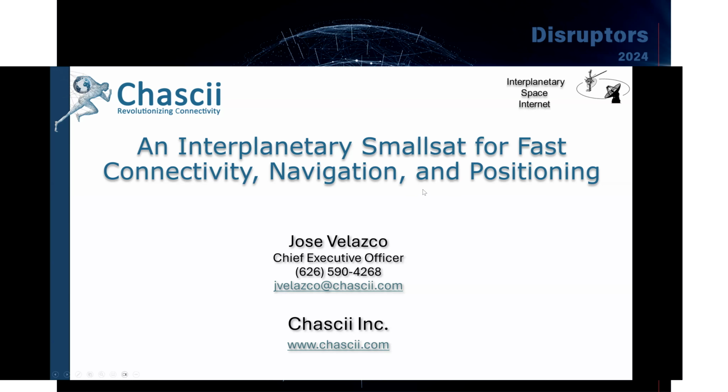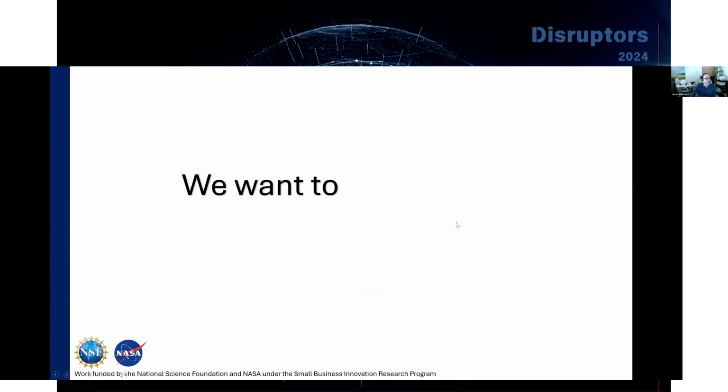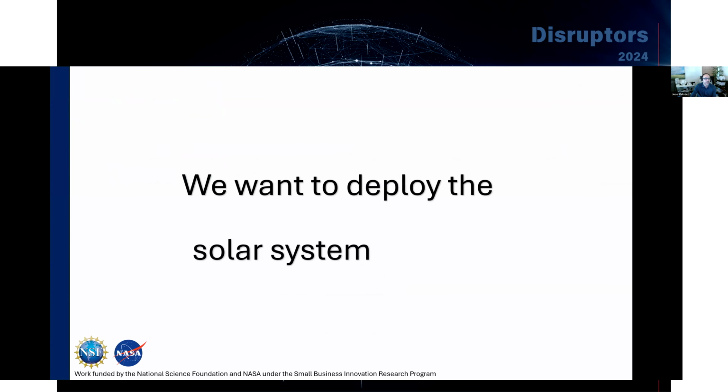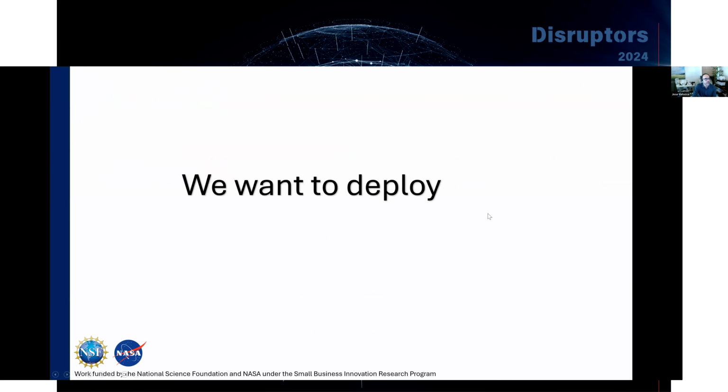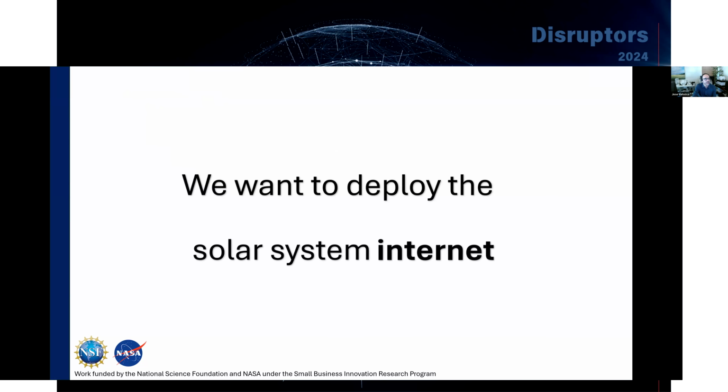So what is Chasqui all about? We want to deploy the space internet. We want to start with the solar system. It is a bold mission, and we are pursuing it. We started with this small sat that we are developing with NSF funding.